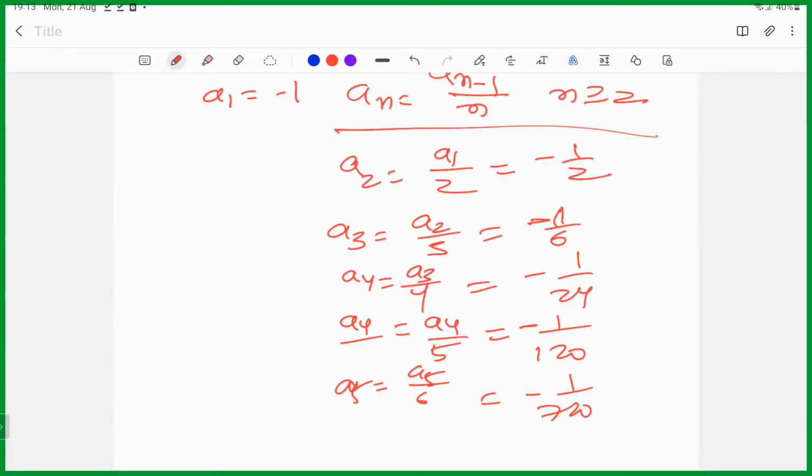What is A2 minus A1? It is minus 1/2 plus 1, right? Which is equal to 1/2. A3 minus A2 equal to minus 1/6 plus 1/2, which will be 1/3. So this is not equal. So this is a sequence, but not an AP. Okay.